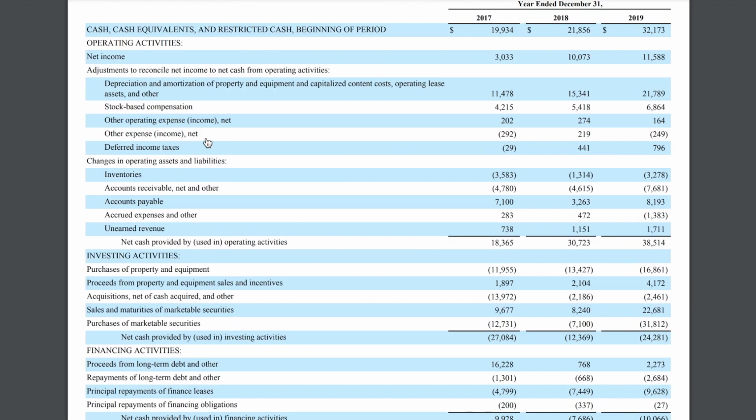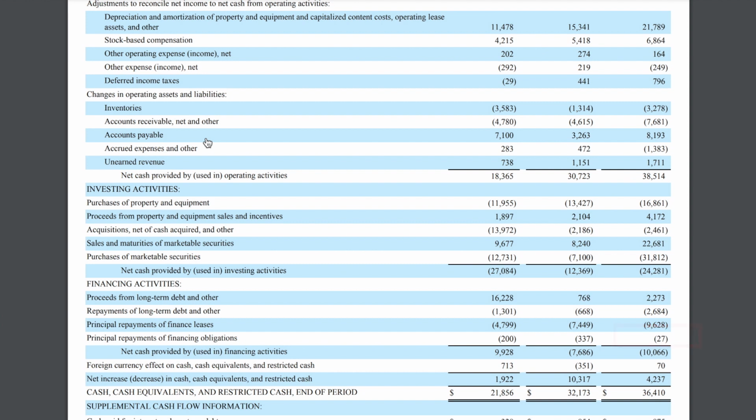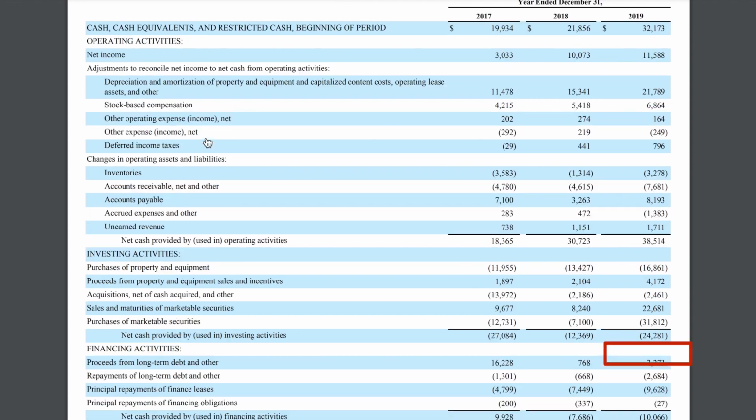There's basically 3 major things that you really want to pay attention to when you're reading a cash flow statement: cash from operating activities, cash from investing activities, and cash from financing activities. Ideally, you're looking for a positive number for cash from operating activities and negative cash from investing and financing activities.